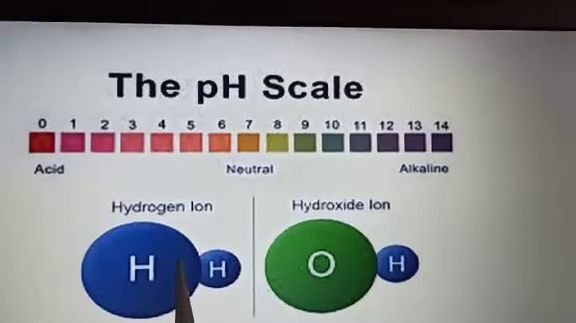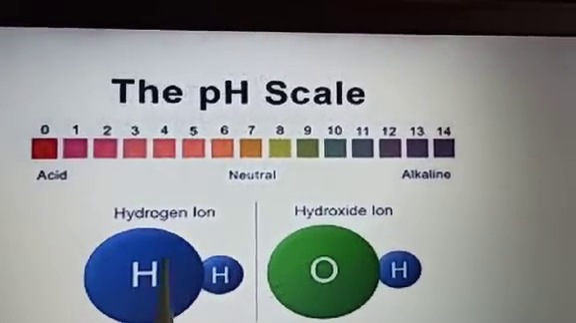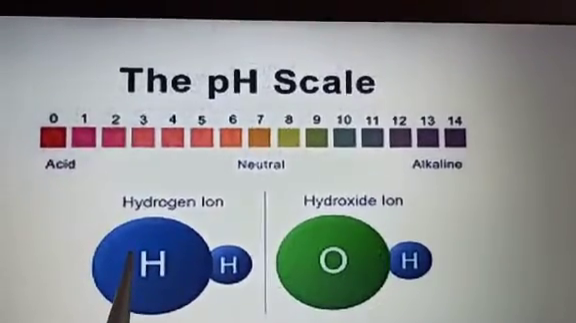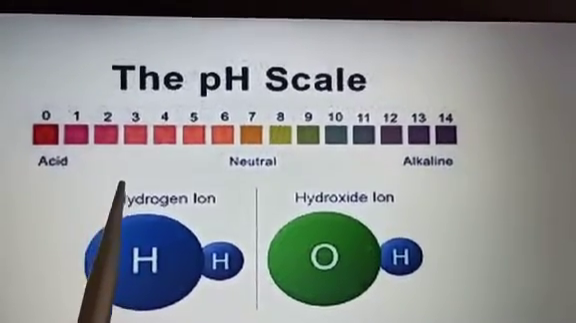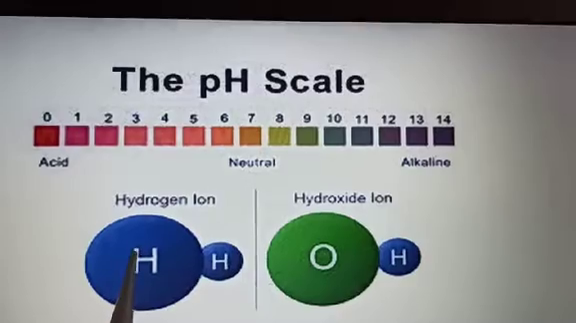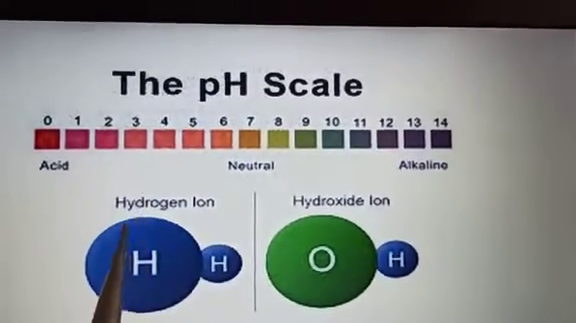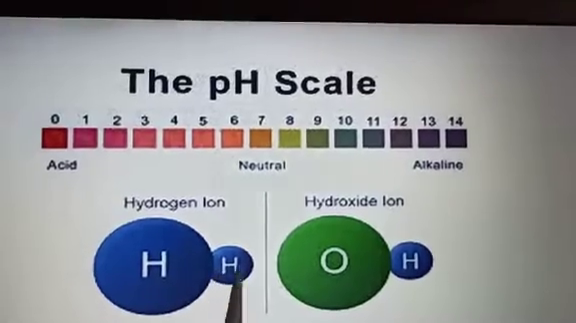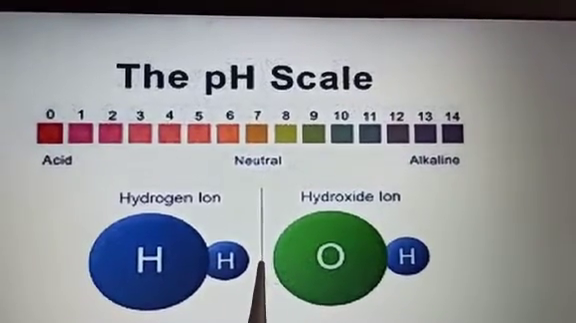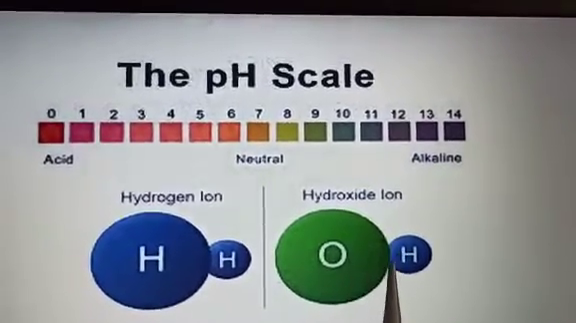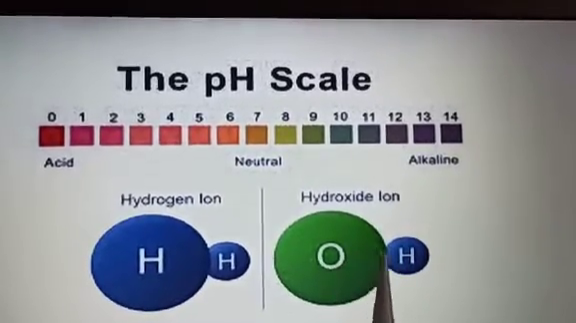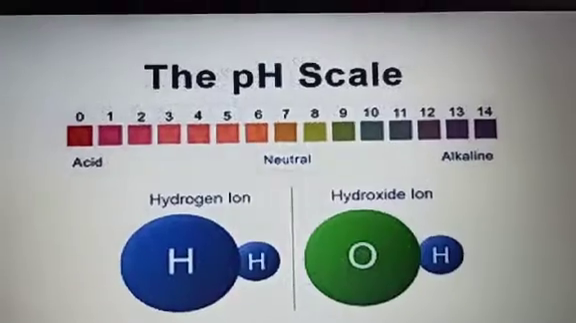And regarding H+ concentration, you can see that on the left-hand side of 7, which is neutral, the acidic substances are there, or you can say the nature of the substance is acidic because of the presence of H+ concentration. After 7, which is neutral, the nature of the substance is alkaline due to the presence of OH- ions, right?